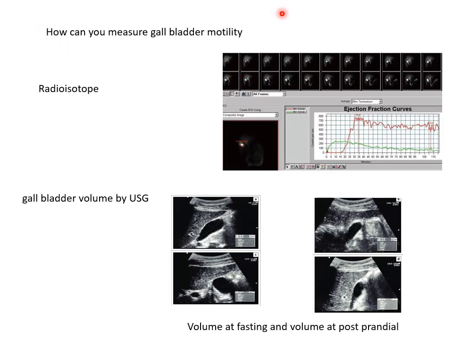How can you measure gallbladder motility? Number one, your radioisotope. We will not go into the details. Number two, your gallbladder volume by USG. They have a mathematical formulation to decide the residual volume after a meal.